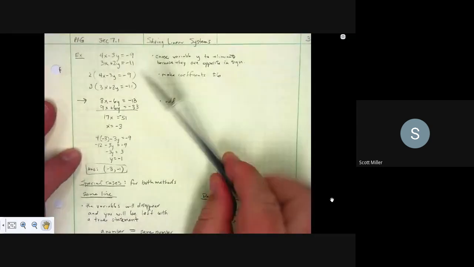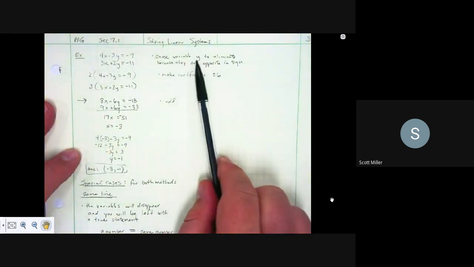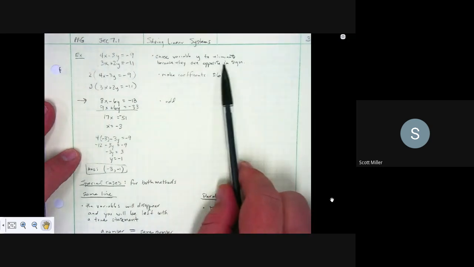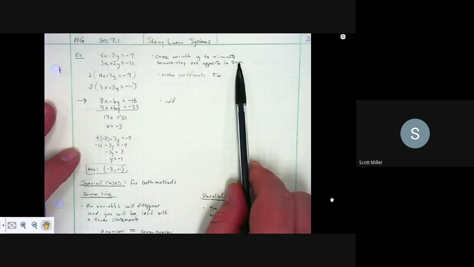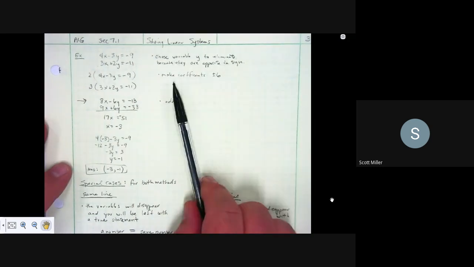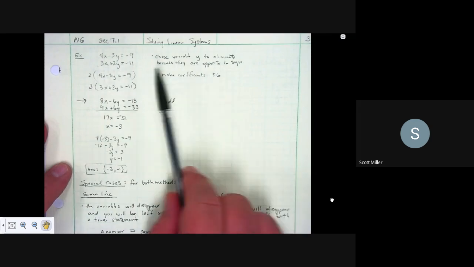You can see, here's what I had written out right here. Choose a variable. So I chose the variable y to eliminate because they are already opposite in sign. Okay. I want to make the coefficients positive and negative 6. So then I multiplied these by 2 and 3 so that that occurs. Add the two equations and then solve it all out.